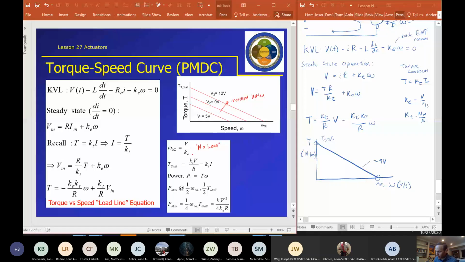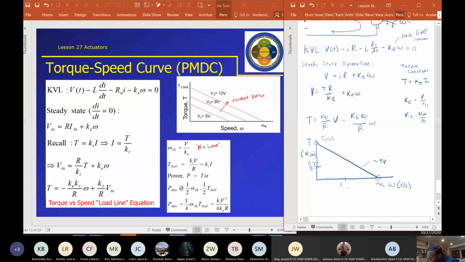Power is defined from physics as torque times speed. So for a motor, it's torque times angular velocity. We get max power at the middle of this plot. Wherever half T stall is right there, and half no load speed is right there, that's where we get max power for the motor. So your maximum power output will always be halfway between 0 and its no load speed.